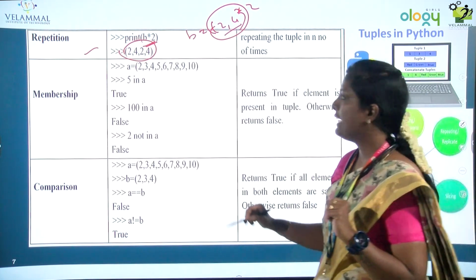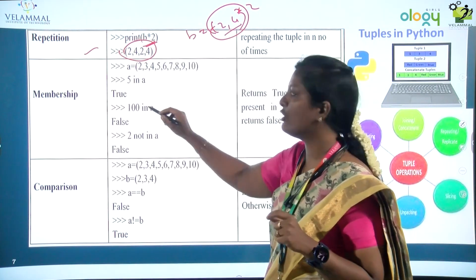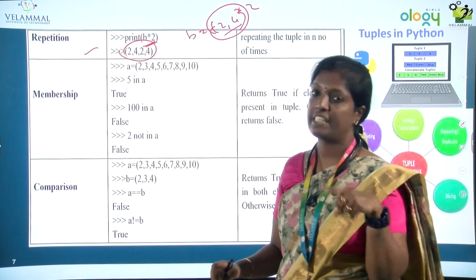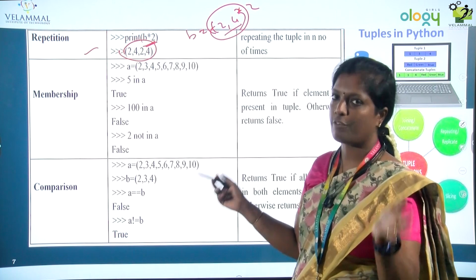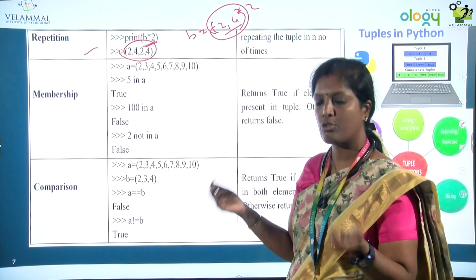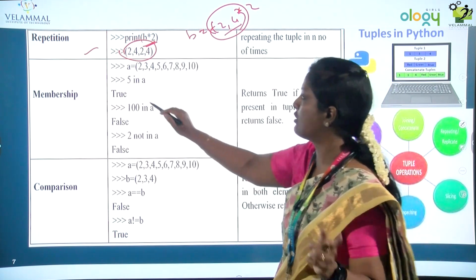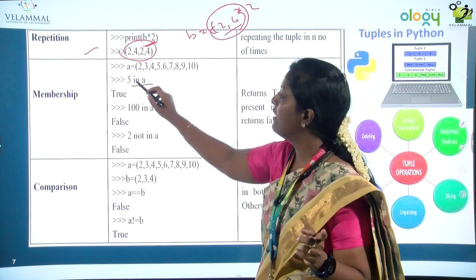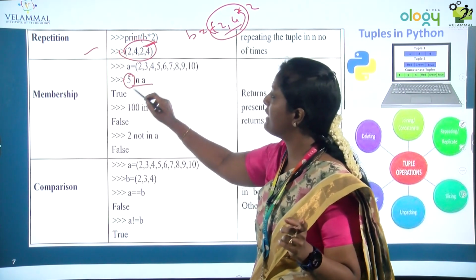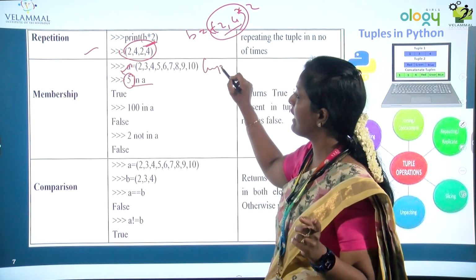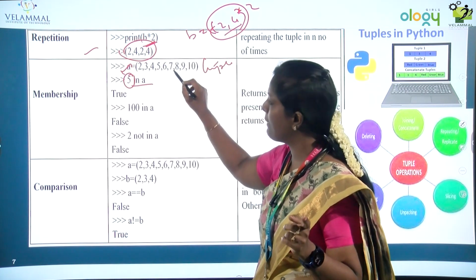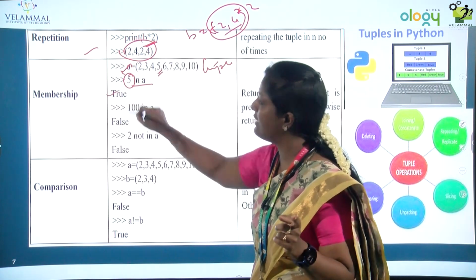Got it? Next are in and not in, which give you Boolean values. If you have seen the previous videos, you will understand what membership is, because it gives you true or false. If the element is present, it is true. If it is not present, it is false. So 5 in A checks whether the element 5 is present in this tuple. It checks if it is there.